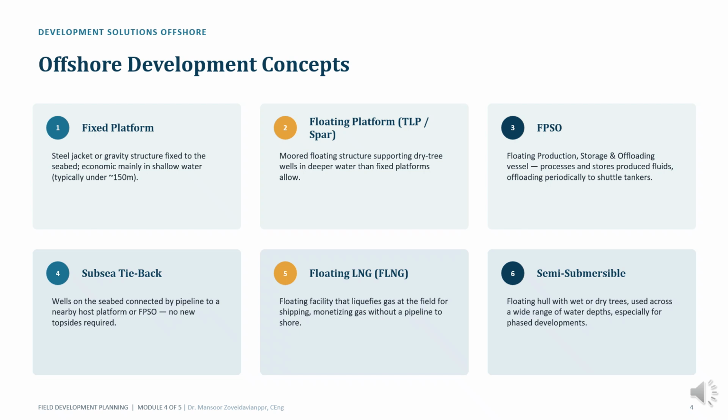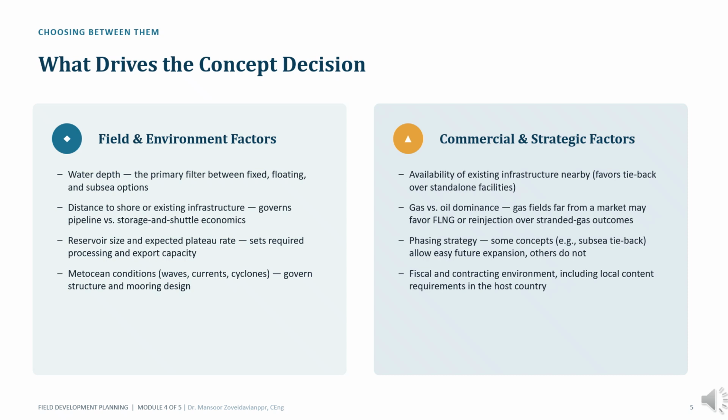By the end of this module, you should be able to look at a field's water depth, reservoir size, and location and identify which concept family is likely to be most suitable. Concept selection is influenced by both technical and commercial considerations. On the technical side, water depth is often the first screening factor because it determines which concepts are physically feasible. Distance to shore and existing infrastructure influences whether pipelines, floating storage, or tiebacks are more attractive. Reservoir size and expected production rates help determine the required processing capacity. Environmental conditions such as waves, currents, and cyclones also influence the design.